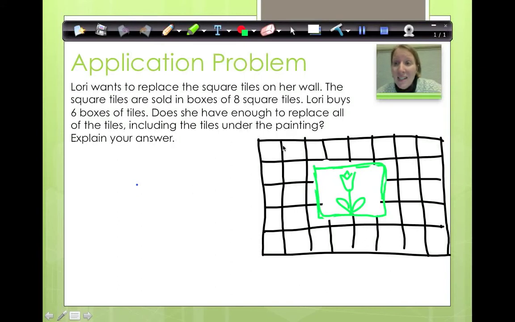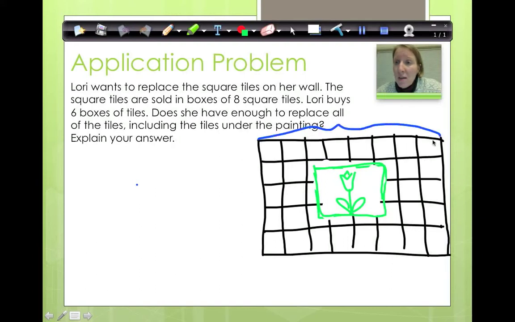Now, when you replace tile, you would not just tile all around the painting. Because what if you got sick of the tulip and wanted a Christmas tree or something? So you're going to take the painting off the wall and you're going to replace all of it. Okay. First of all, let's see how many tiles we need.